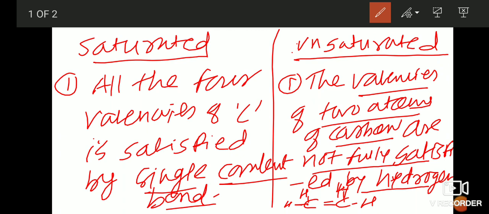But in this saturated case, you can see all are bonded with hydrogen, correct? So the single bonds with the hydrogens everywhere, correct? So in this case it is possible because there are hydrogens which are single bonded. But in this case it is not possible, okay? So these points are very important points which differentiate between the saturated and unsaturated compound.